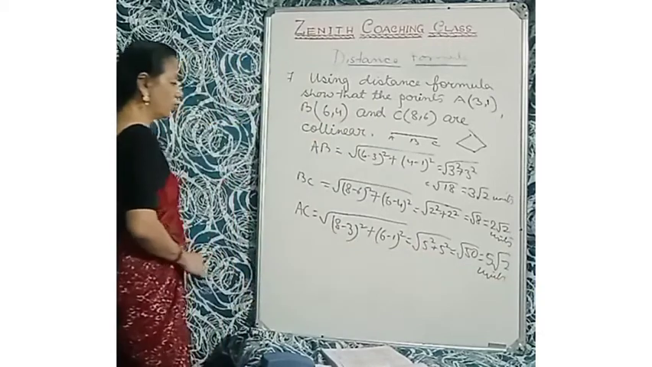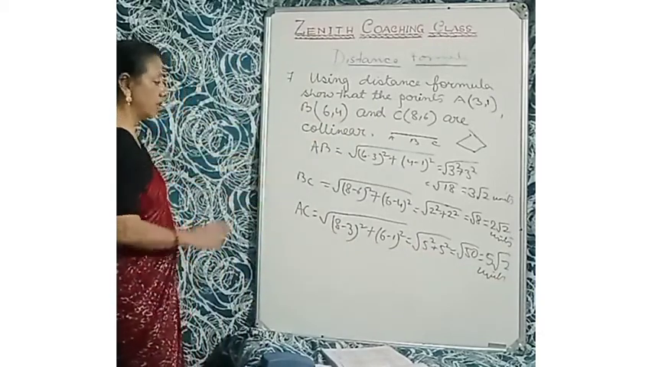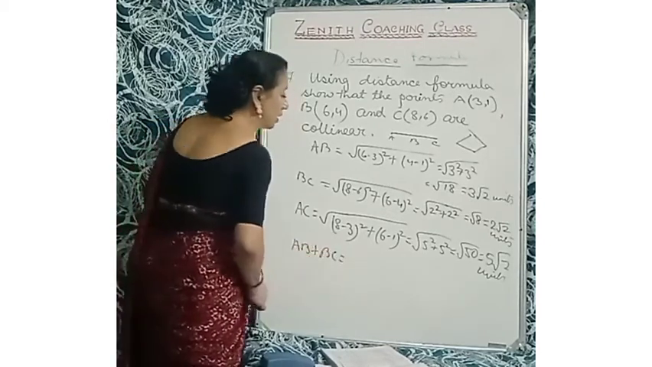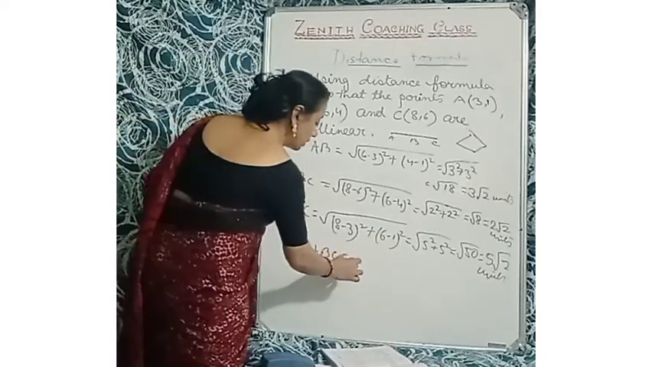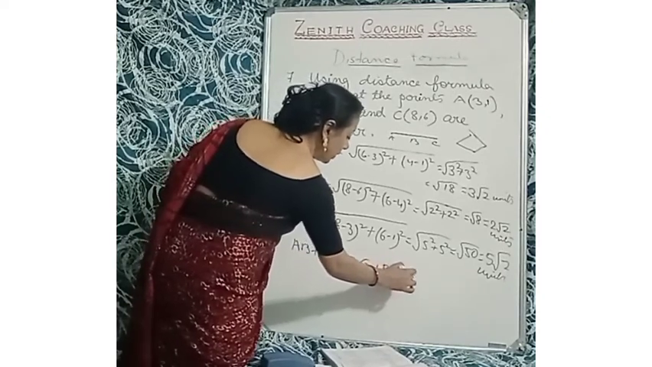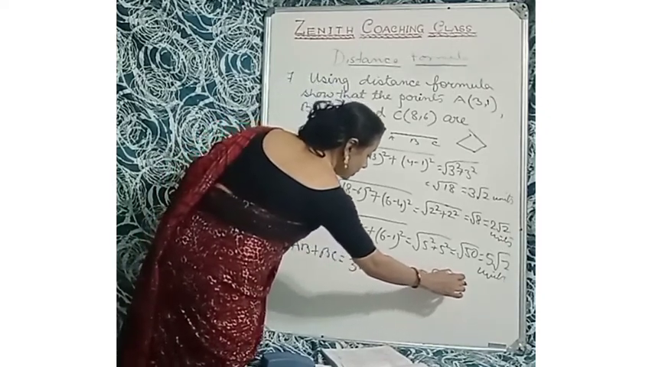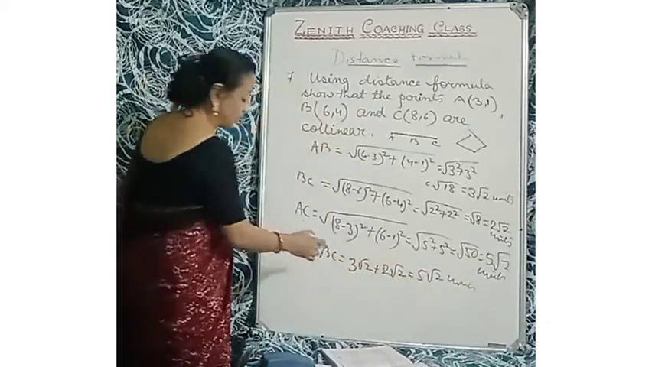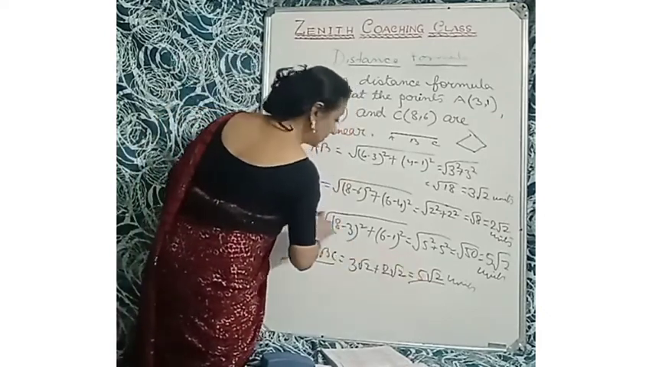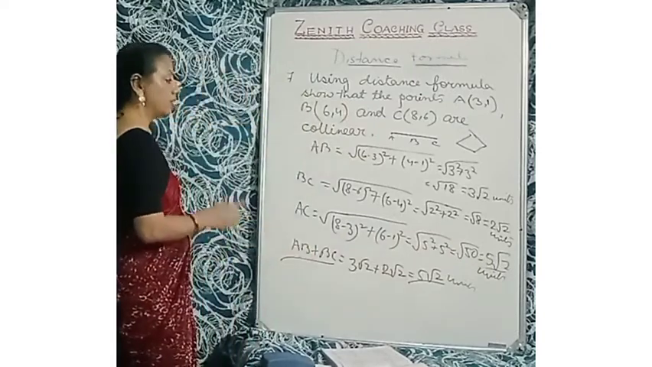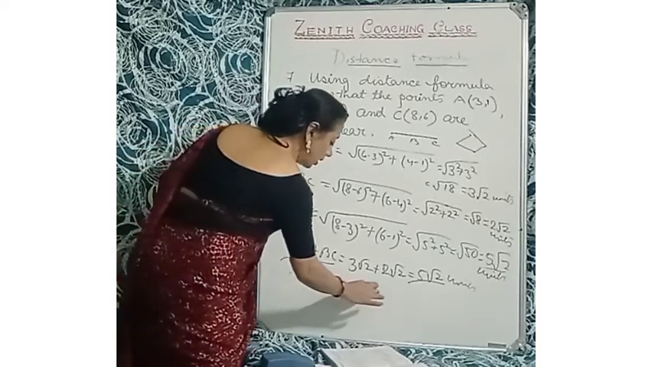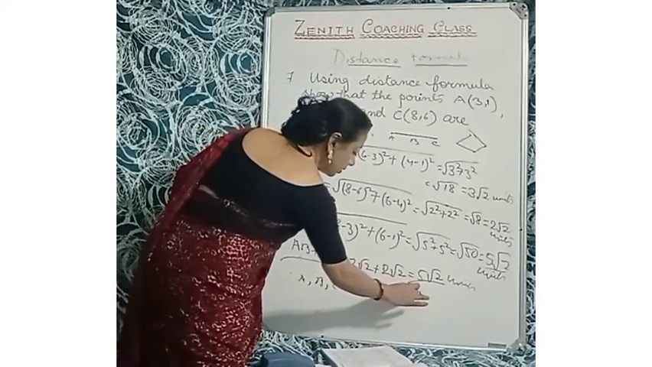So if AB plus BC equals AC, let's see. AB plus BC equals 3 root 2 plus 2 root 2, which equals 5 root 2 units. So AB plus BC equals AC. AB plus BC equals 5 root 2 and AC is also 5 root 2. So both are same. Therefore, A, B, C are collinear points.